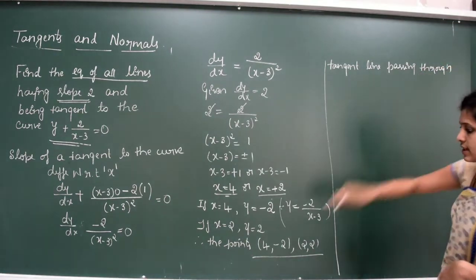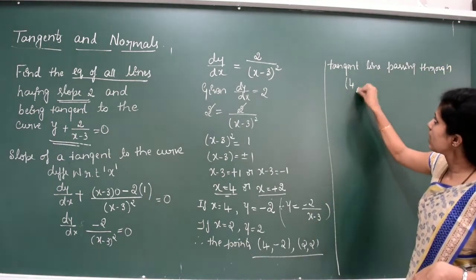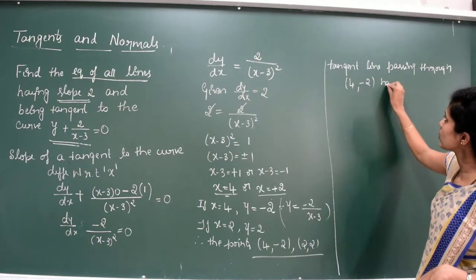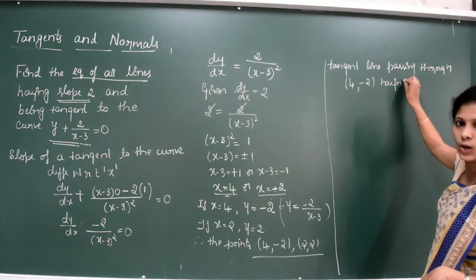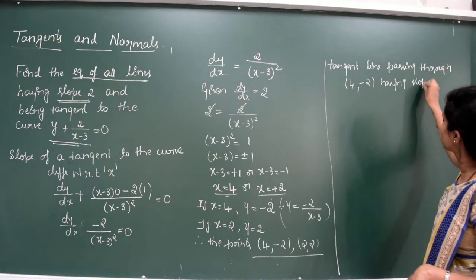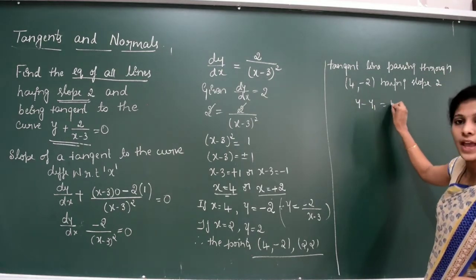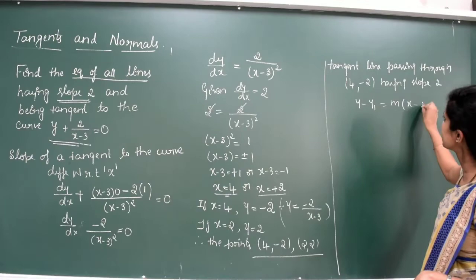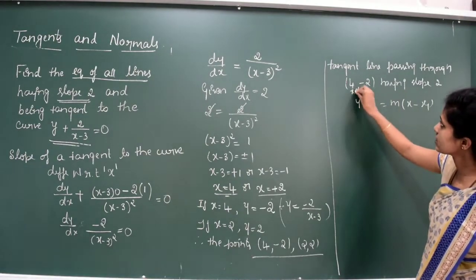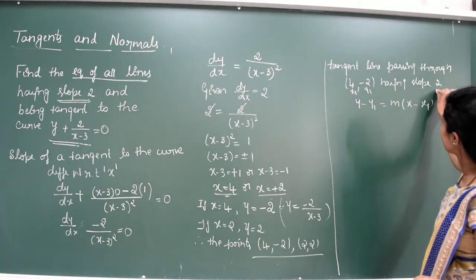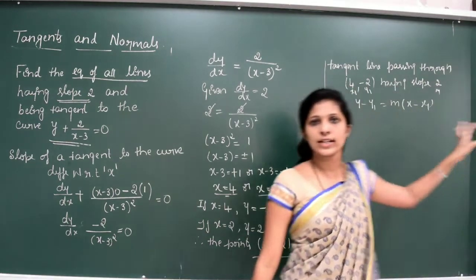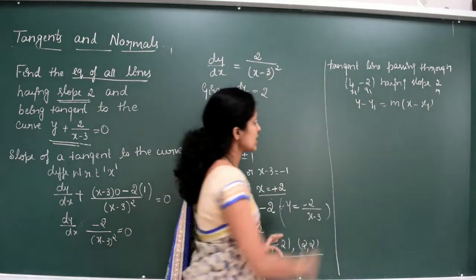What are the points? First I will consider this one. 4, minus 2 having slope 2. Slope is fixed. Okay, slope is 2. Now find this one. Apply y minus y1 is equal to m into x minus x1. So this is the x1 and this is the value of y1 and this is m. So substitute that, you will get the equation of one tangent line.